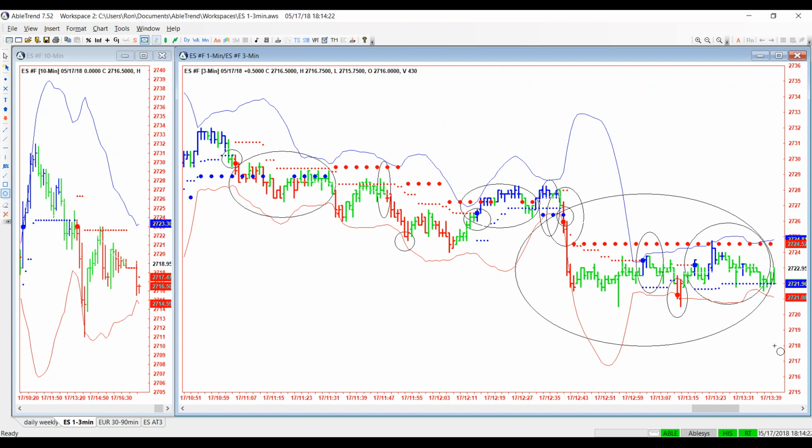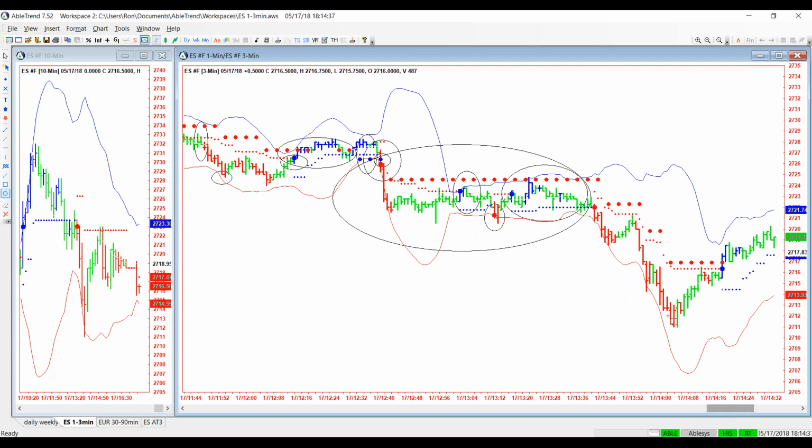Because if you were in it, you would have lost, more than likely. It was just choppy, sideways. That was ugly. The software kept us out the whole time. That's the beauty of the no trade zones. It keeps us out of trouble. That's why the software works so well and is so popular. Really, really helpful.